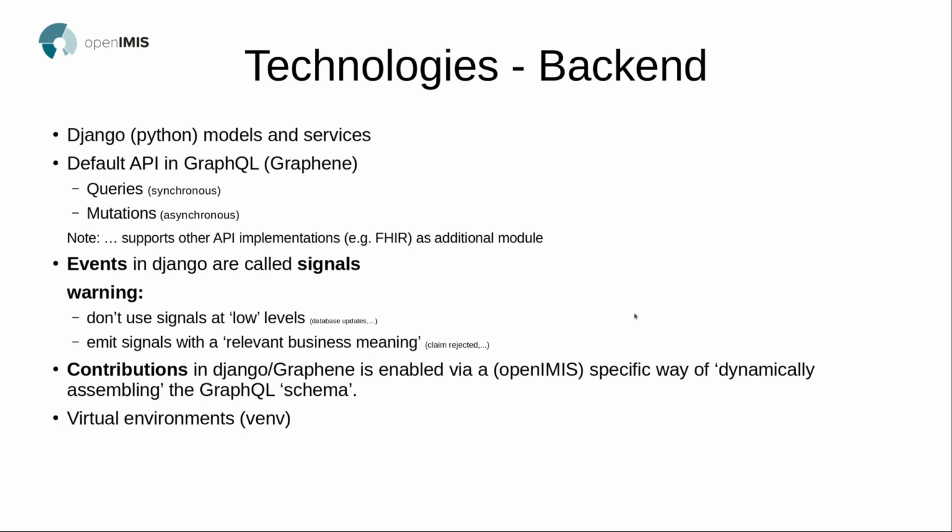The contributions mechanism is not there by default in Django and Graphene, but is enabled in openIMIS with a specific way of dynamically assembling the GraphQL schema. Finally, we recommend using virtual environment to fully control the technical dependency of your development in openIMIS.